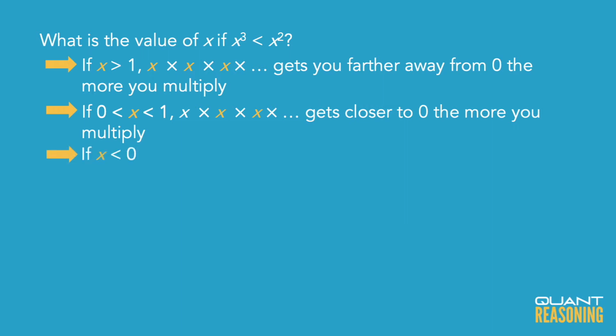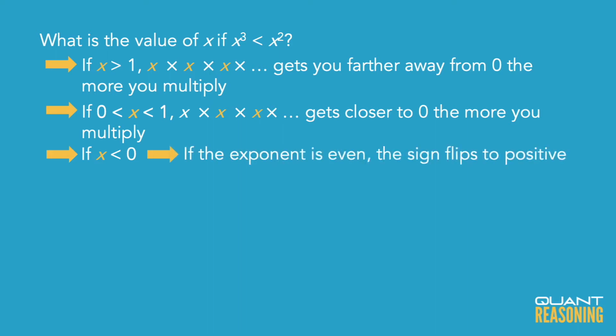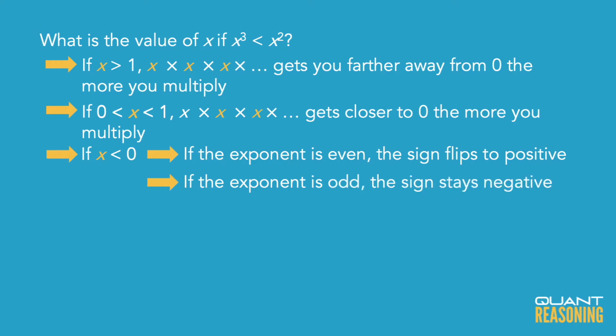What about negative numbers? Well, that's a bit more complicated because if the exponent is even, you'd get flipped over to the other side of 0 and turn into positive. But if the exponent is odd, you'd stay on the negative side of 0. So all of a sudden the divisibility of the exponent matters. If it's a multiple of 2, then you'd turn positive, and if it's an odd number, you'd stay negative. But other than that, it's the same concept, right?